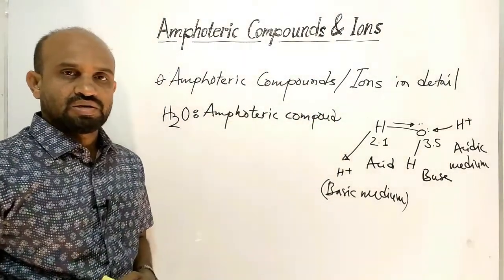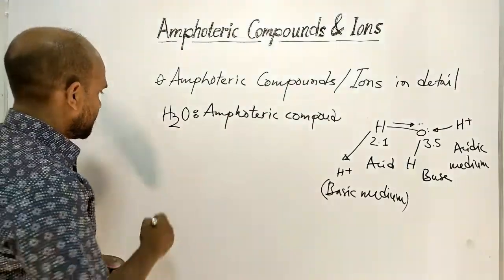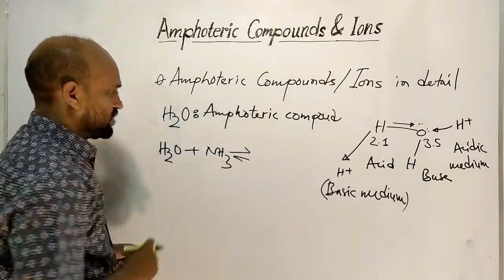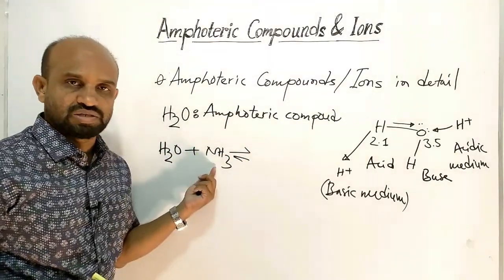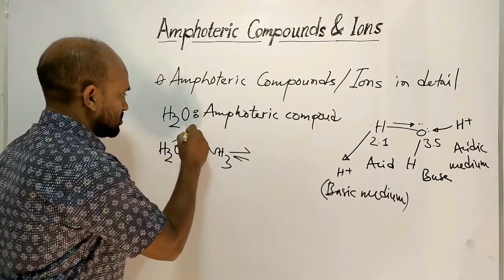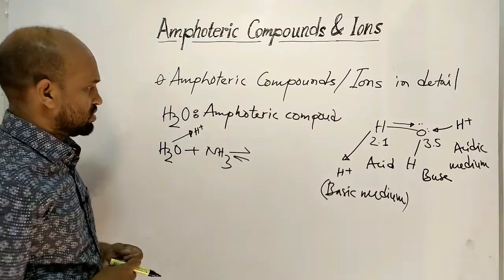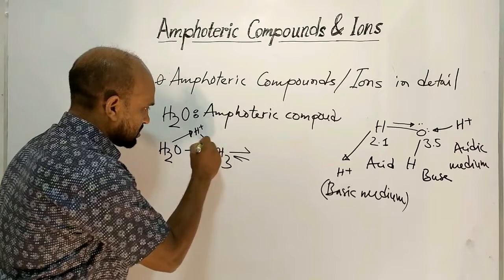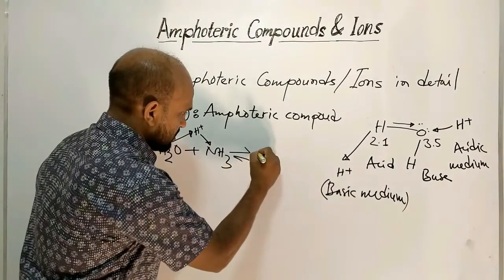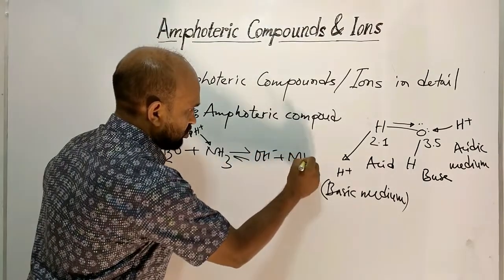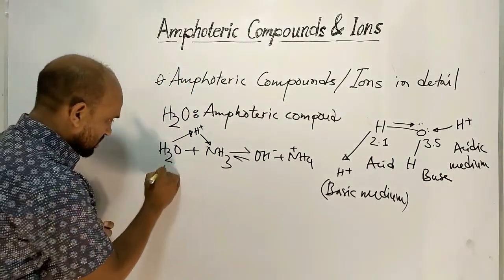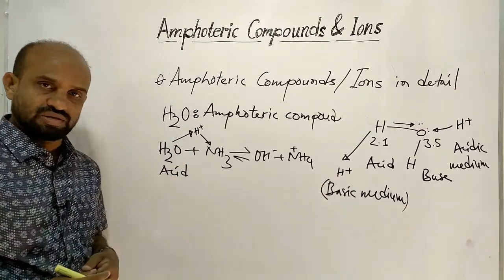Now let's see with the help of a chemical reaction. When water is added to ammonia, which is a kind of base, that means water in basic medium, then water acts as acid donating a proton, and since ammonia is a kind of base, it accepts that proton. Then hydroxide ion and ammonium ion are formed. So in this reaction, water acts as acid.